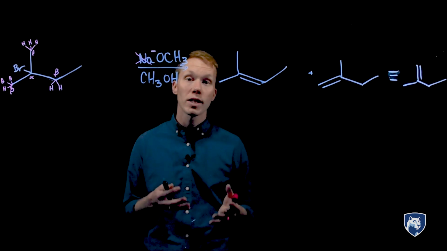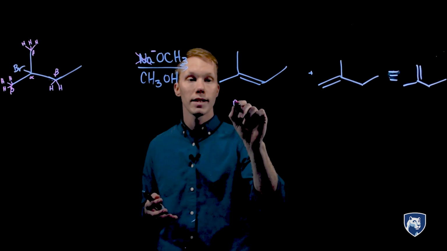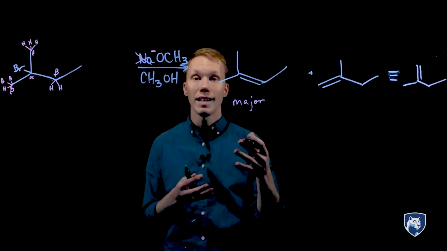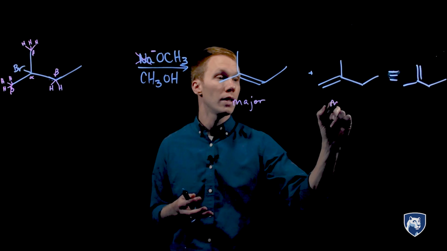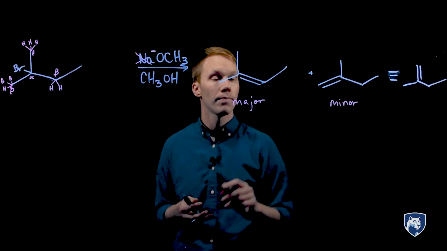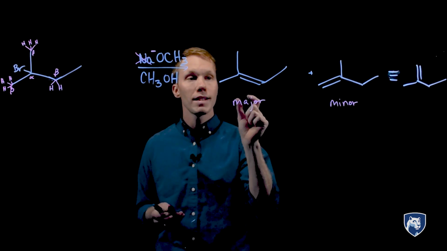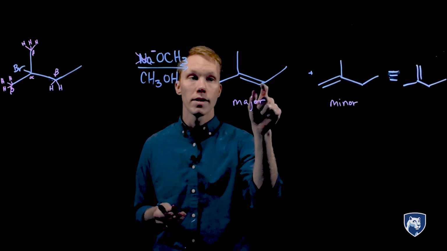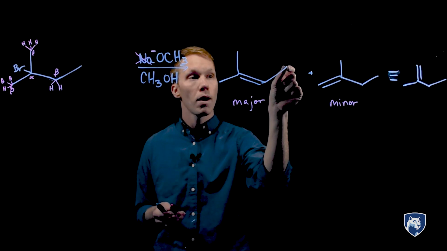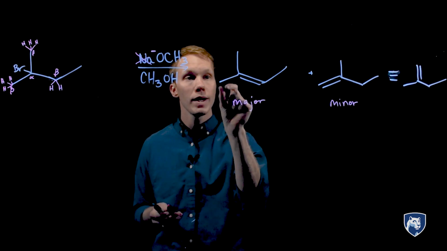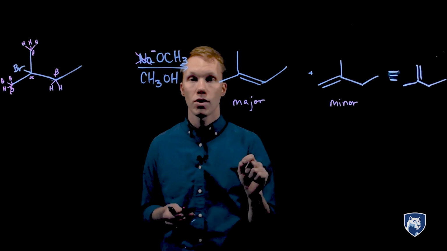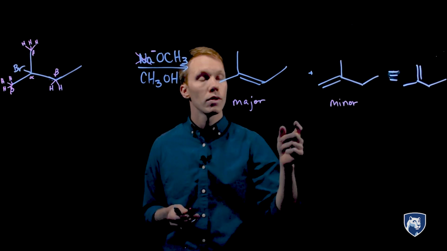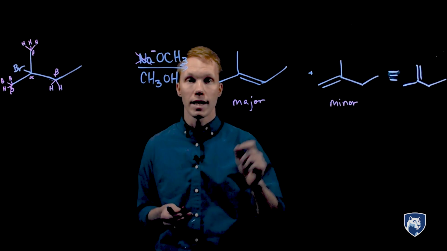What we observe from our experiments in lab is that a major product is produced here. The more substituted alkene is isolated in larger quantities compared to the less substituted alkene. And we determine the substitution of an alkene by counting the number of alkyl groups at the 2 carbons of the double bond. In our major product, we have 1, 2, 3 alkyl groups, so this would be a tri-substituted alkene. In our minor product, we just have 2 alkyl groups, so this would be a di-substituted alkene.